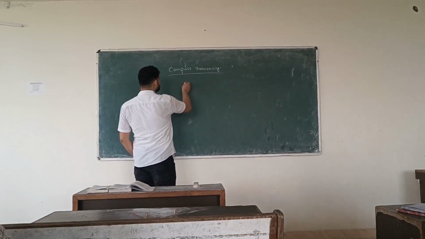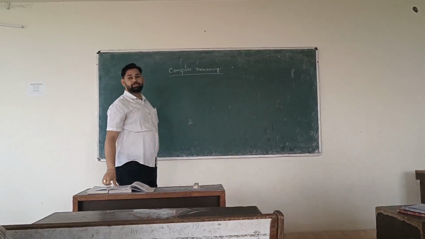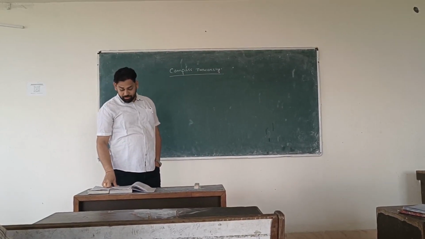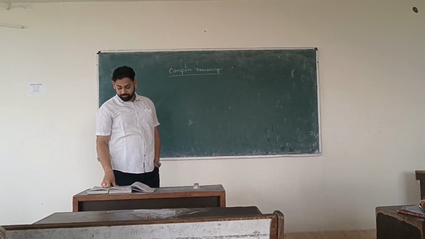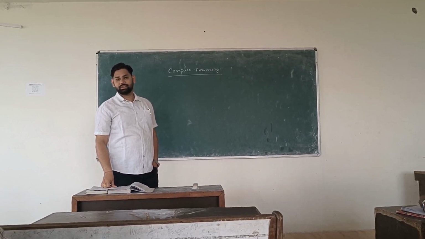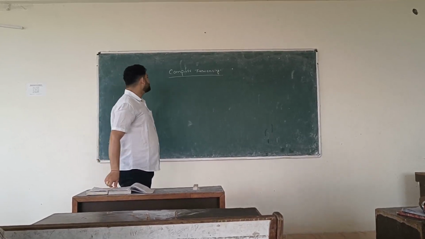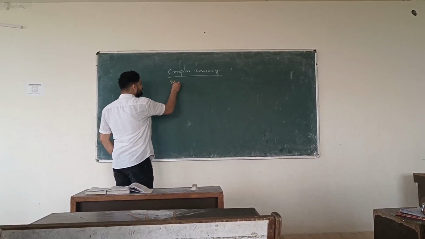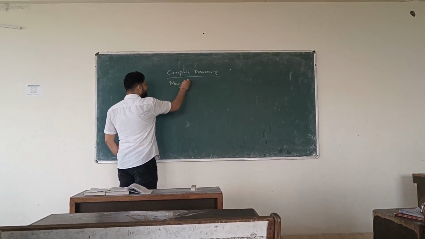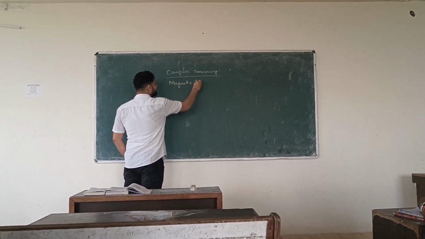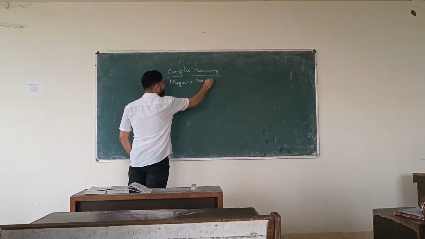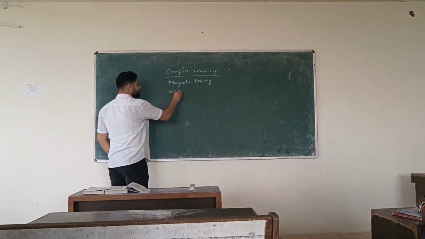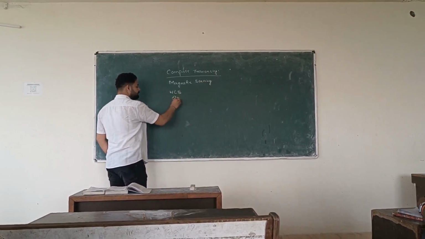Compass traversing means when we are going to do surveying, we have to take the instrument compass for traversing. In compass traversing there are two types of magnetic bearing, that is WCB and QB.